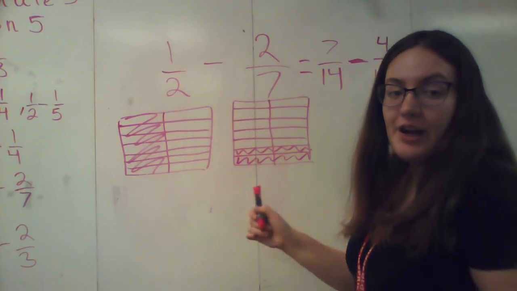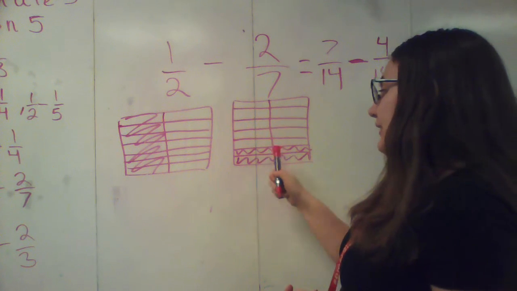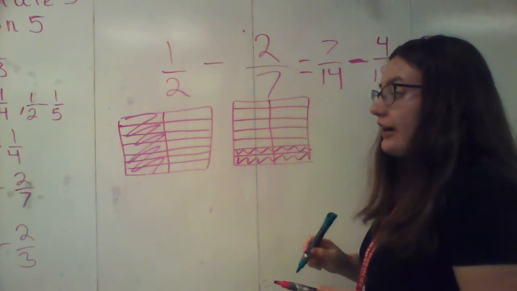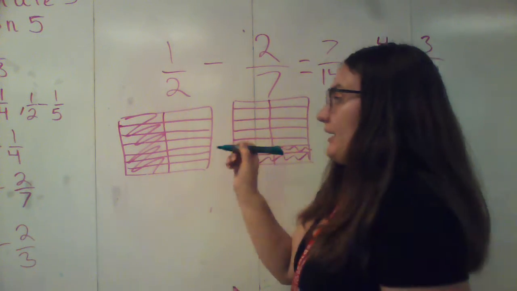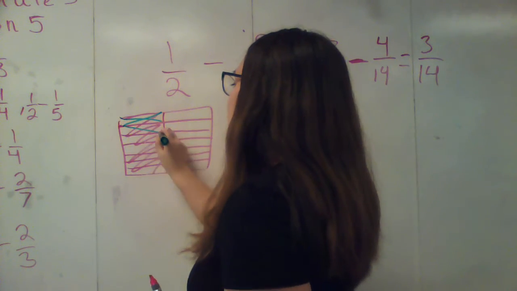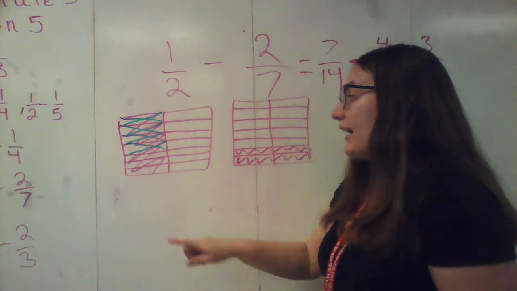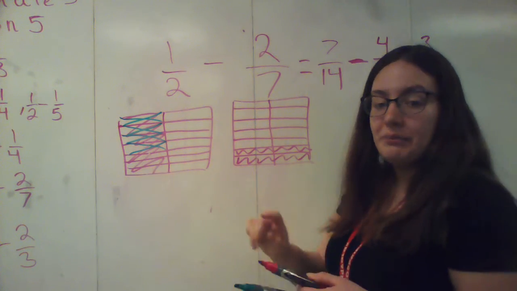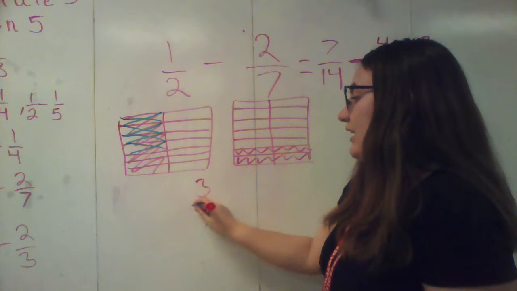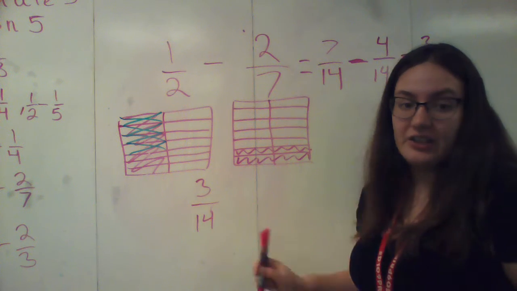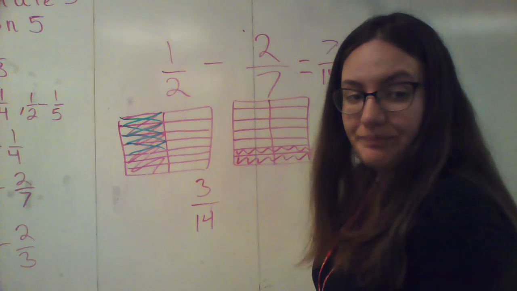Now, if I was doing this with my picture, I'll see that I have 1, 2, 3, 4 boxes on this side. So I will cross off my other color marker 4 boxes. 1, 2, 3, and 4. And I'm left with 1, 2, 3 boxes left out of a total of 14 boxes. And my final answer is 3/14.